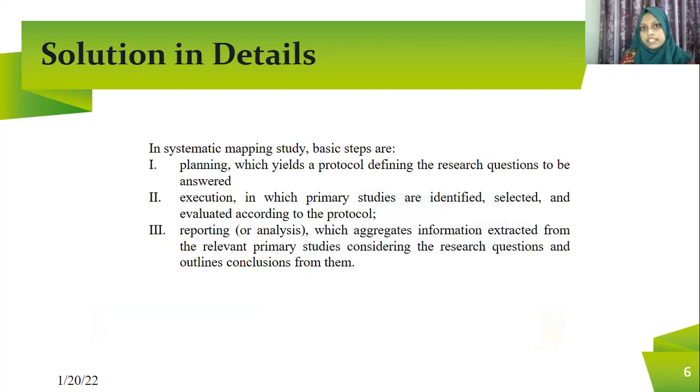In a systematic mapping study, the basic steps are: first is planning, which is the protocol defining the research questions to be answered. Second is execution, in which primary studies are identified, selected, and evaluated according to the protocol. Third is reporting or analysis, which aggregates information extracted from the relevant primary studies, considering the research question, and outlines conclusions from them.